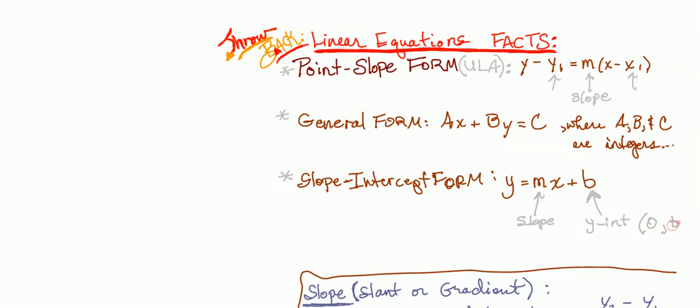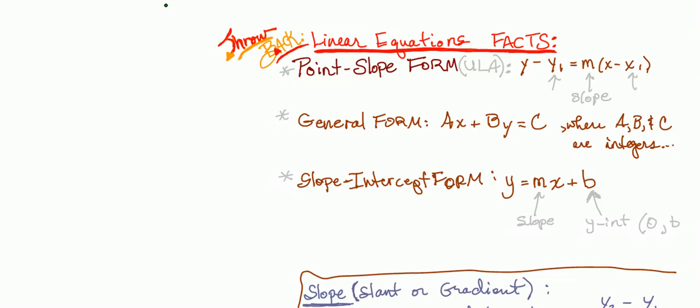Okay, so there are three major forms of our linear equations. Remember, they're called linear equations. Why? Because they are equations of what? Lines, correct. So notice the word line is in linear. FYI. Okay, so let's go on.